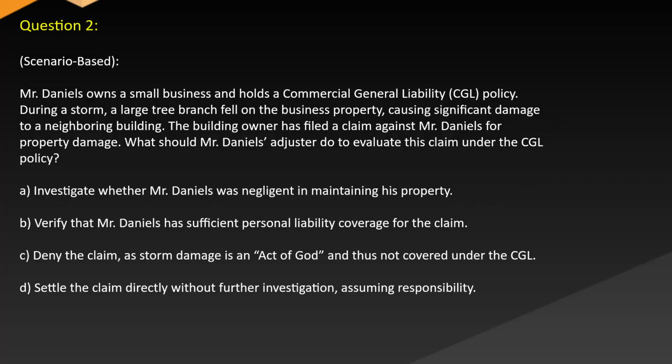Question 2. Scenario-based. Mr. Daniels owns a small business and holds a commercial general liability (CGL) policy. During a storm, a large tree branch fell on the business property, causing significant damage to a neighboring building. The building owner has filed a claim against Mr. Daniels for property damage. What should Mr. Daniels' adjuster do to evaluate this claim under the CGL policy?